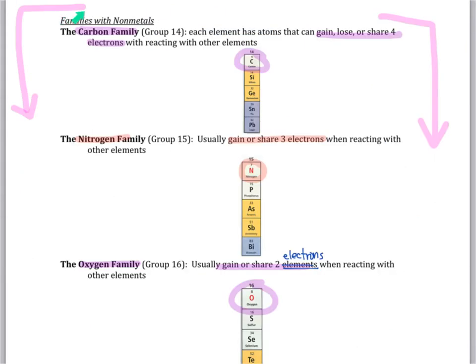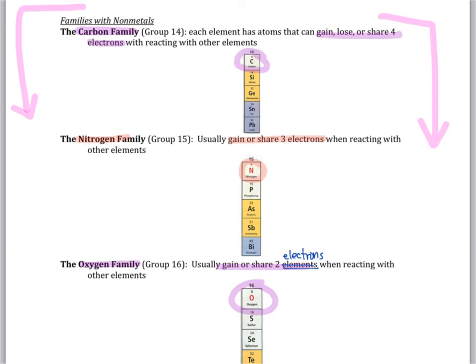Nonmetals are classified into families based upon the element that is at the top of their group. The carbon family is group 14. Each element has atoms that can gain, lose, or share 4 electrons. The nitrogen family is group 15. They usually gain or share 3 electrons when reacting with other elements.